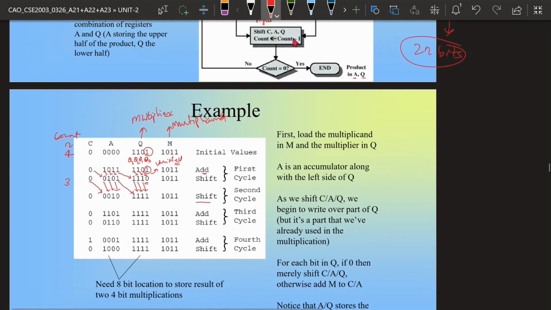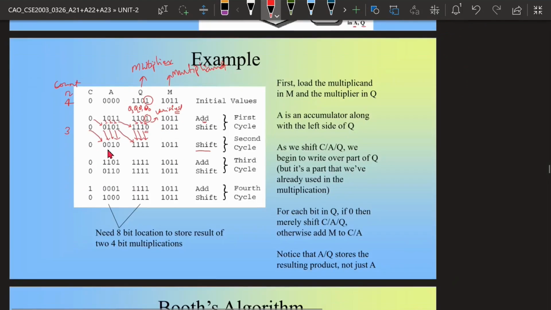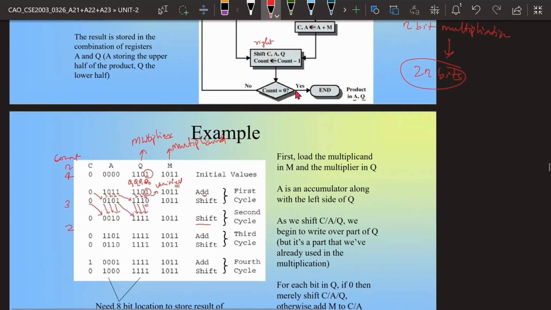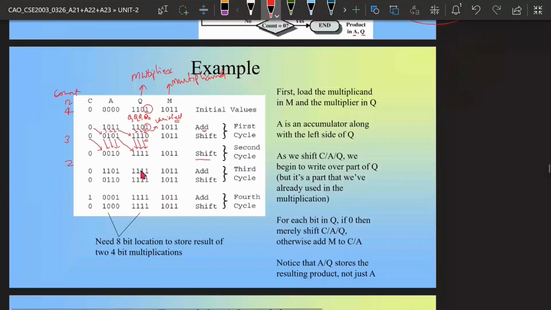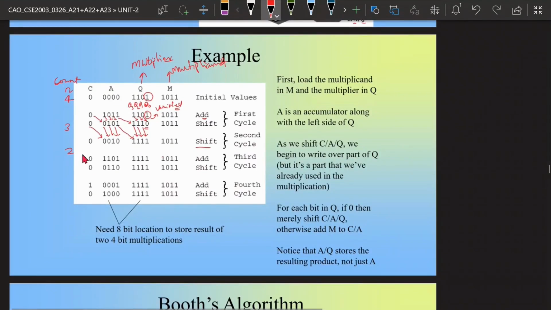And after shifting, we need to reduce the count by 1. So once we reduce the count by 1, the reduced value of count is 3 minus 1, that is 2. Next, we will be proceeding to this stage. At this stage, we will be checking whether count is 0 or not. If it is not 0, we will again go into here and check for Q naught.